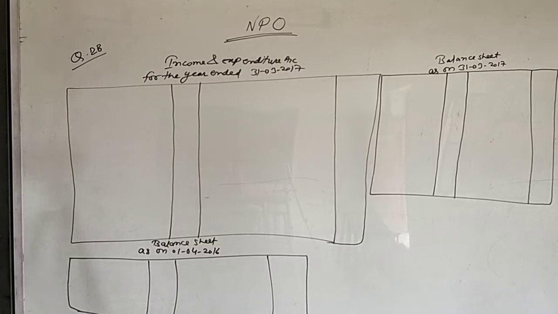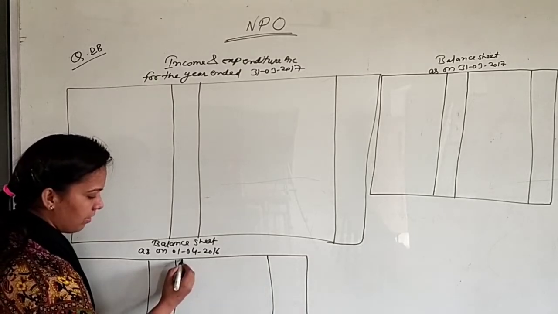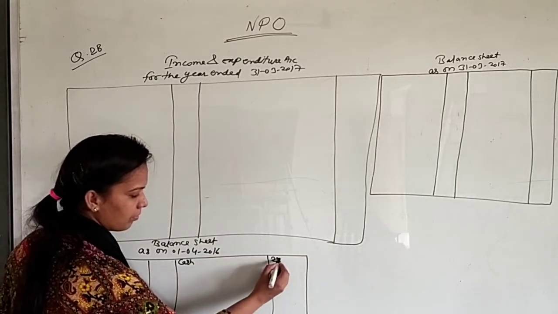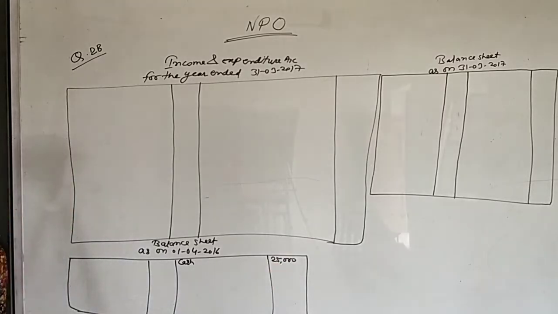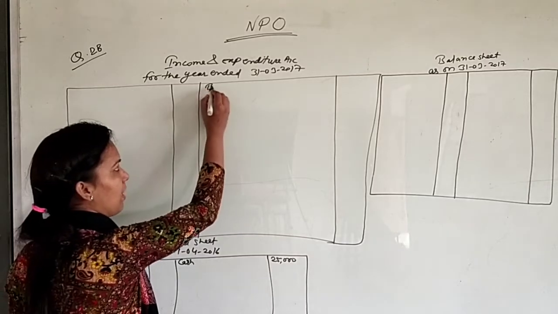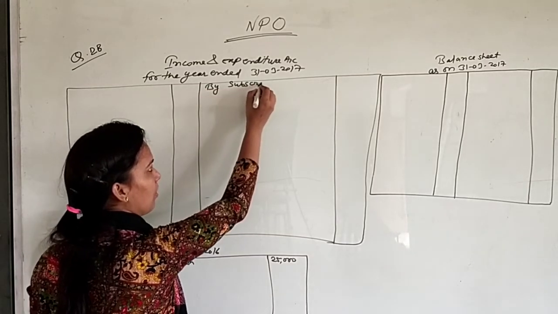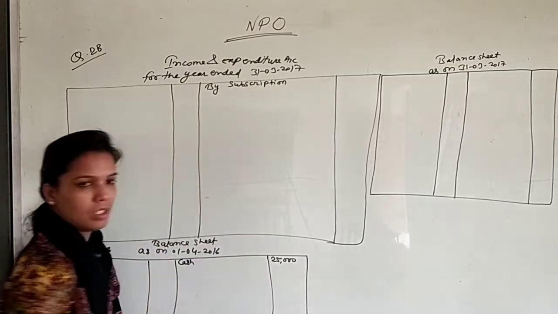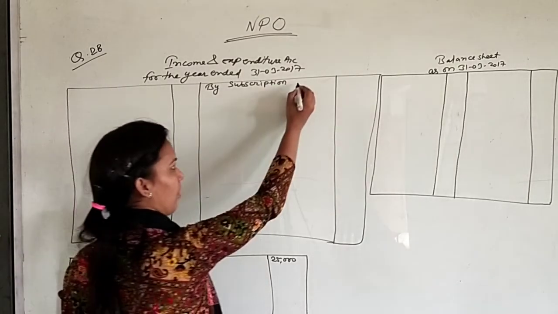Balance BD. This is the opening cash balance, 25,000. We will write this on the asset side. 25,000. Subscription. You have three kinds of subscription, that is of last year, current year and next year. And you know that in income and expenditure account we mention only current year's subscription. So we will deduct last year's and next year's subscription. So write here first, by subscription, that is the whole amount we received during the year, 56,400.